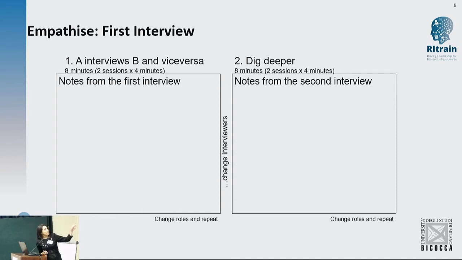You have 4 minutes for that. You decide who is A, B, A, B, A, B. So now A interviews B, and you have 4 minutes. You take notes on the left side of the piece of paper that I will give you now, okay? Is everything clear?